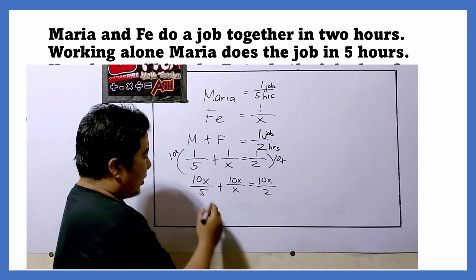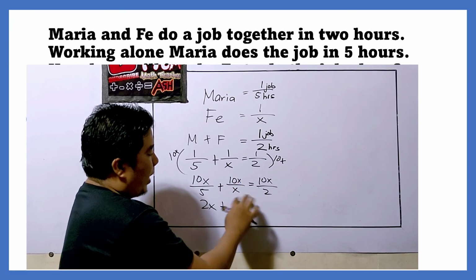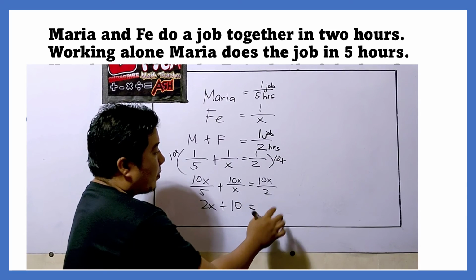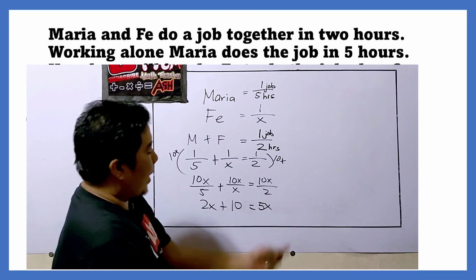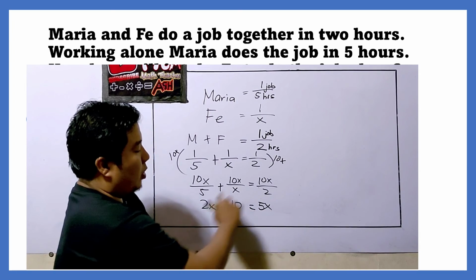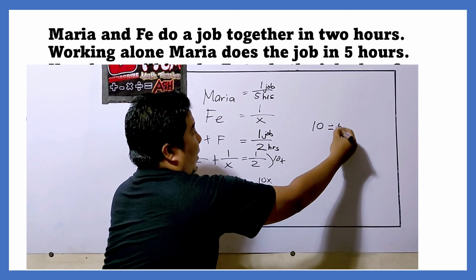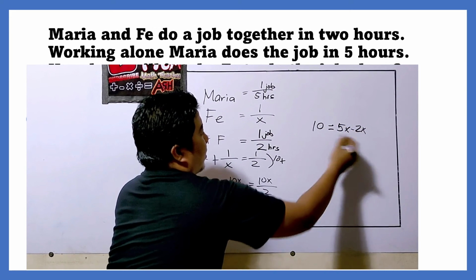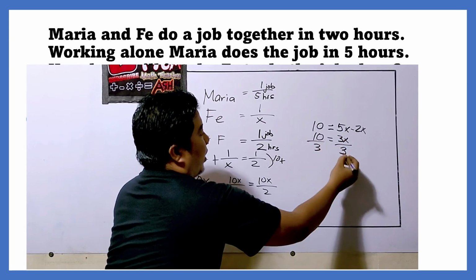Now, if we simplify this, 10 divided by 5, that is 2x. 10x over x, that will be 10. 10x over 2, that will be 5x. Now, we will combine like terms. We will transpose the 2x to the other side, giving us 10 is equal to 5x minus 2x. So, 10 is equal to 3x. We divide both sides by 3.